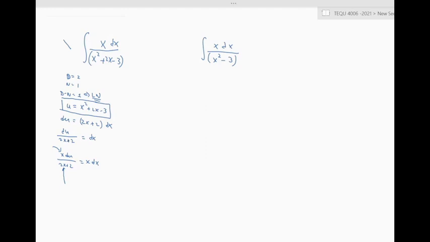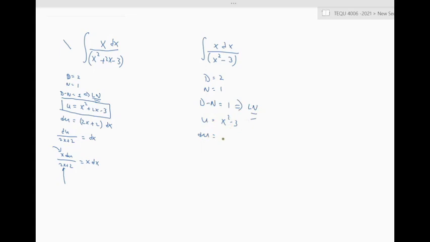Now, what's the difference between this integral and this one? Well, the difference is that, again, you can see that the denominator is order of 2, the numerator is order of 1, and the difference between the denominator and the numerator is 1. So that definitely will look like a logarithm integral. And let's see if a change of variable will do that. So you end up with u equals x squared minus 3.